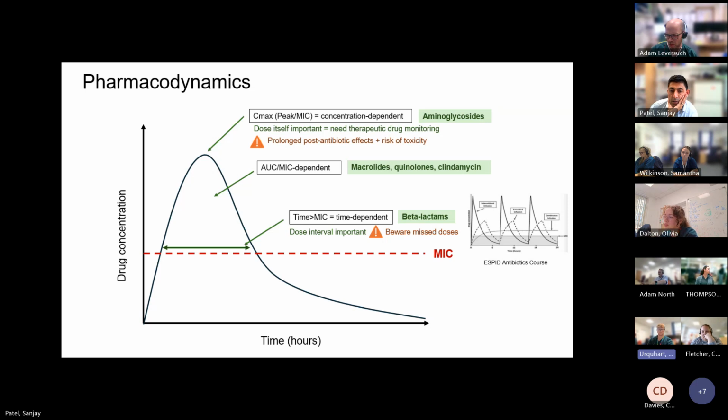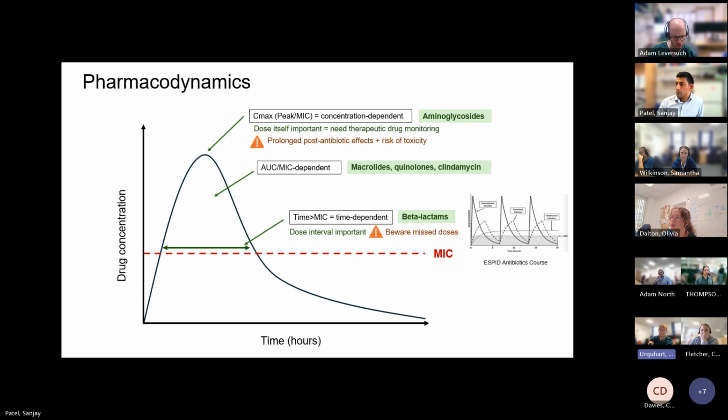And then the last one is AUC over MIC. Here, dose adjustment's a bit more flexible because in theory, if you give the same dose once a day versus the same dose or half a dose twice a day, you get a very similar AUC over MIC. And drugs that fall into here are quinolones and vancomycin, macrolides, and clindamycin as well.